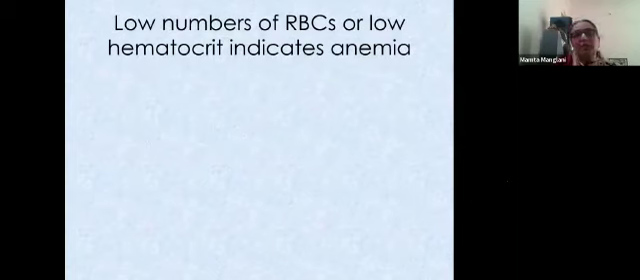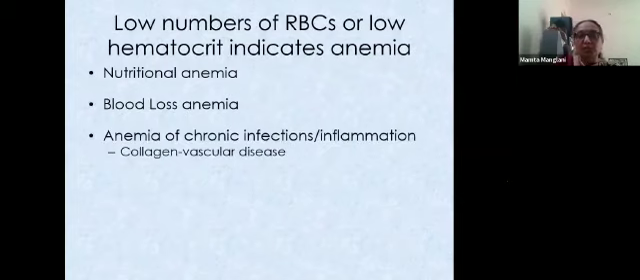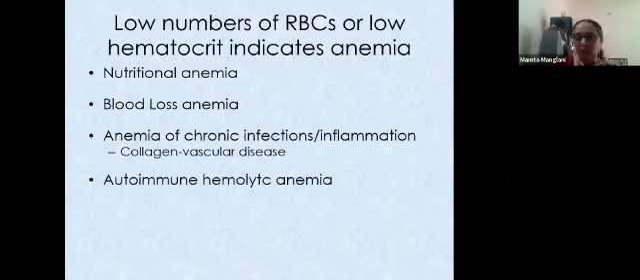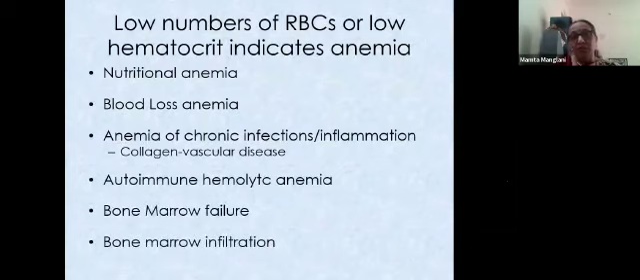Low number of RBCs or low hematocrit indicates anemia, which we are talking of already, as there could be various conditions: nutritional anemia, blood loss anemia, anemia of chronic infections and inflammation, autoimmune hemolytic anemia, bone marrow failures. These will all have low number of RBCs. A thal trait will have a high number of RBC, bone marrow infiltration.